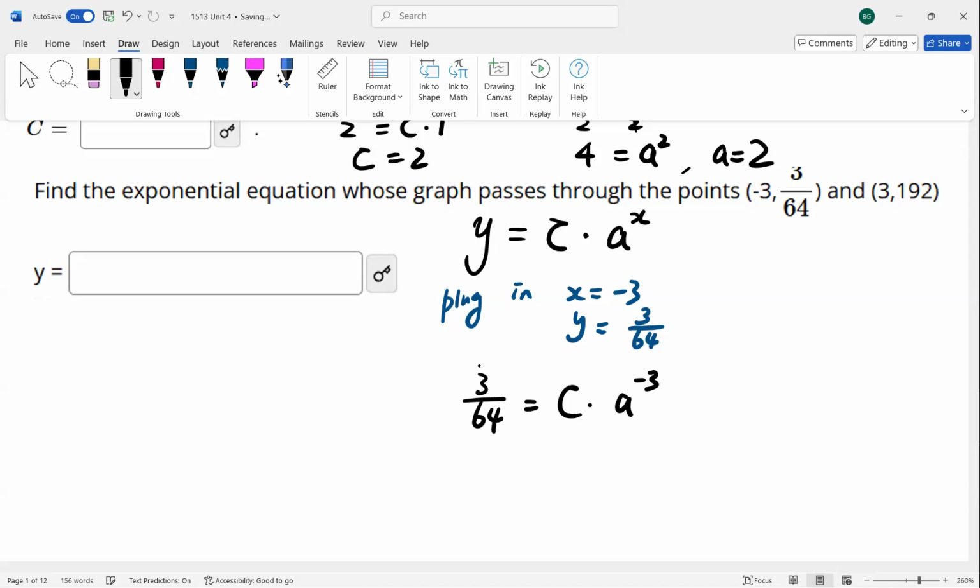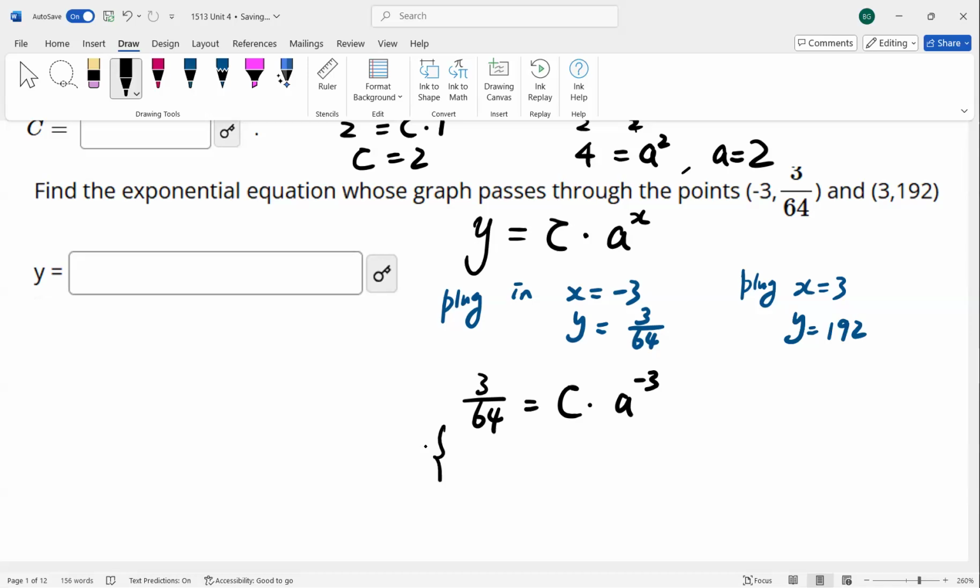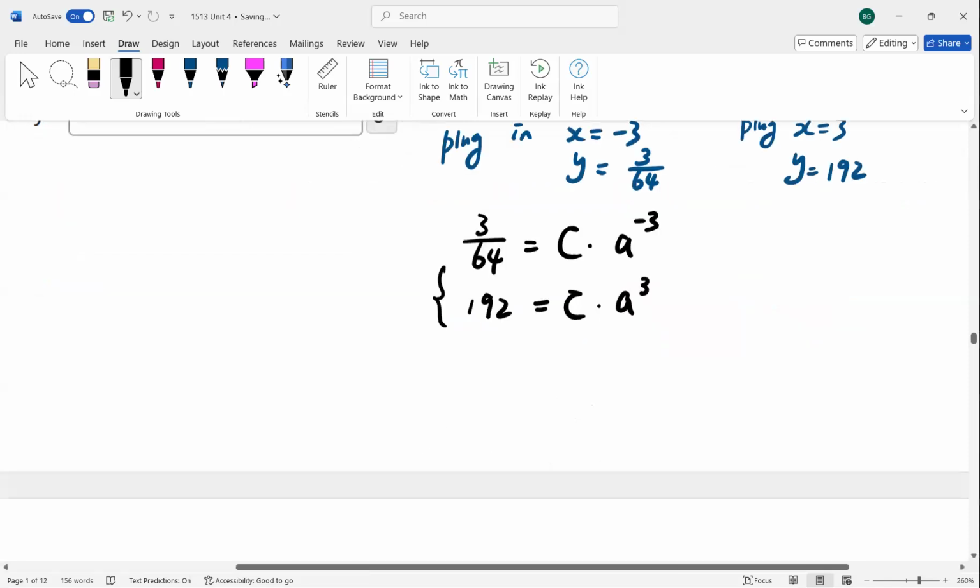And if we plug in the second point, which is x equals 3, y equals 192, then we would have another equation. y equals 192 equals c times a to the power of positive 3. So how do we solve this system?